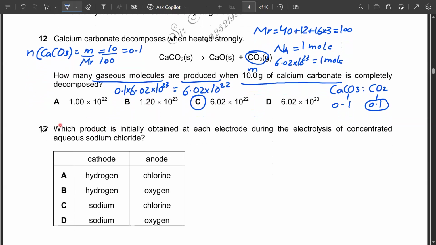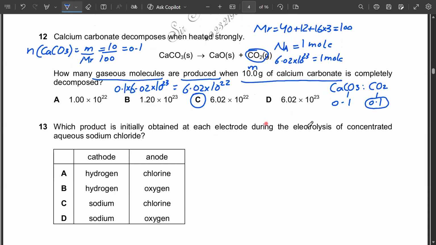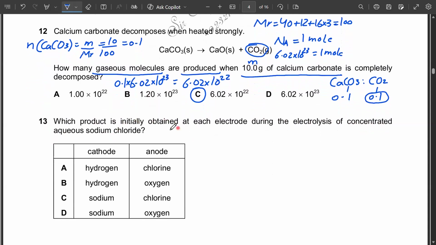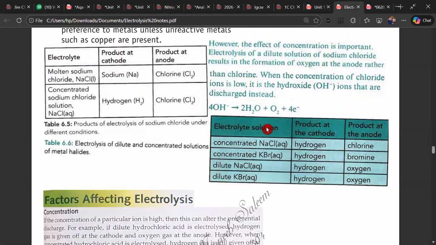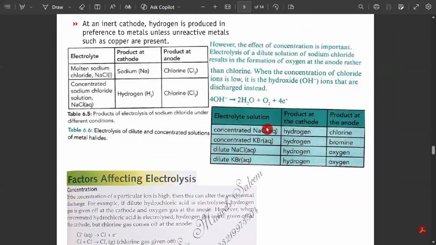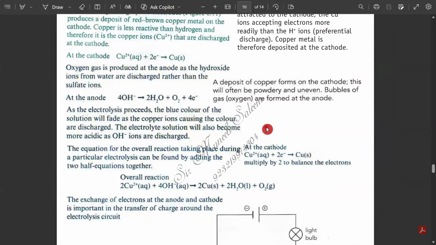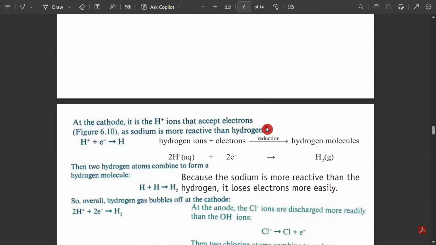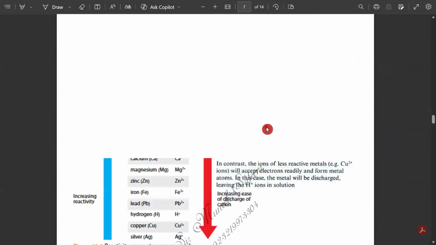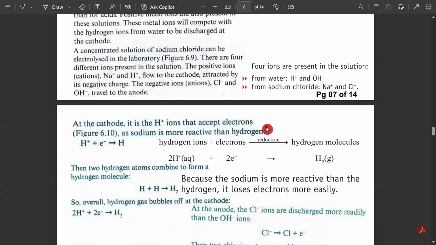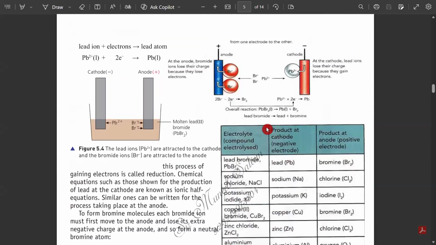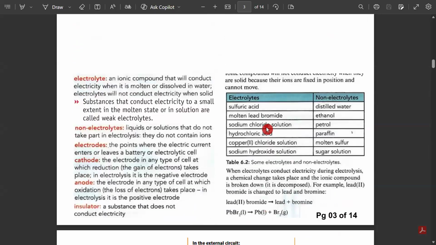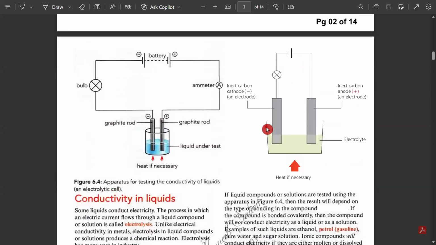Then further, question number 13. Which product is initially obtained at each electrode during the electrolysis of concentrated aqueous sodium chloride? Now, for this purpose, you need to go to the literature and find the topic of the electrolysis of aqueous concentrated NaCl solution. We had discussed already in the lecture, there are 3 different situations for sodium chloride. These 3 different conditions are dilute, molten, and concentrated.